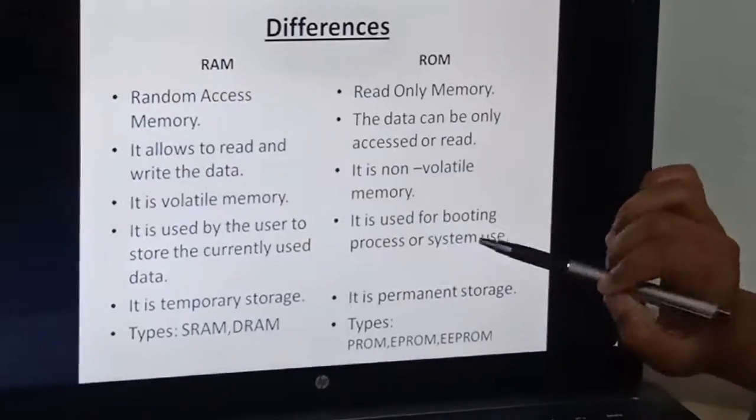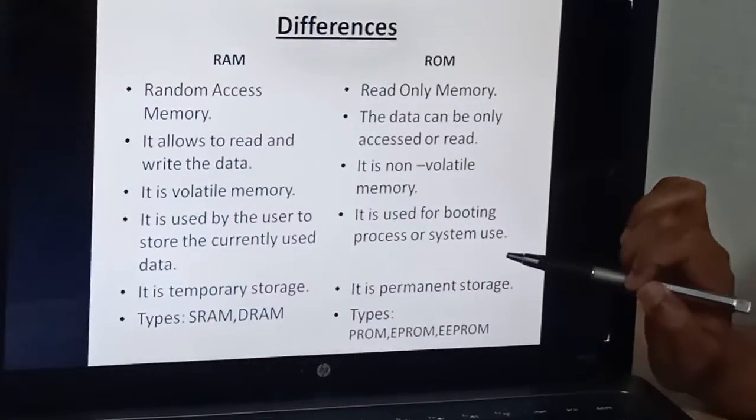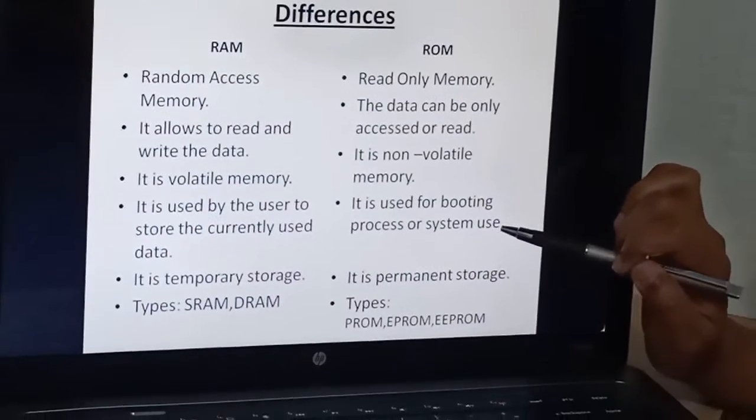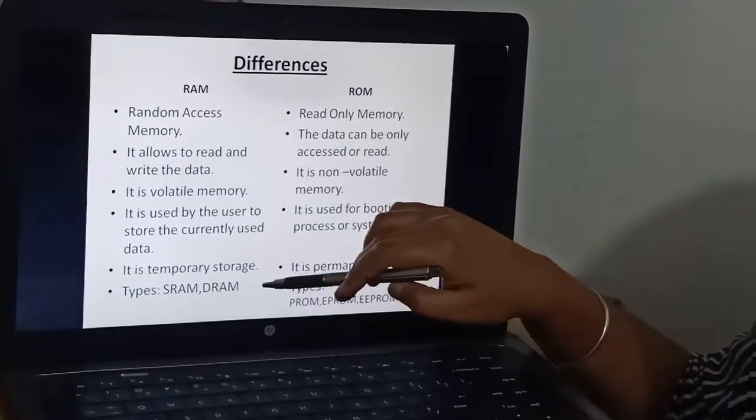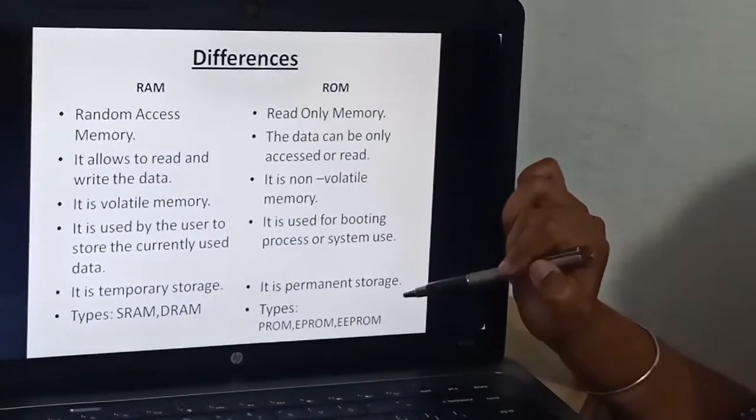So it contains only the currently used data. As soon as you press Ctrl plus S and save that data, that file goes back to secondary memory. ROM is used for the booting process or system use. It only contains the data which is required for system purposes. RAM is temporary storage and ROM is permanent storage.